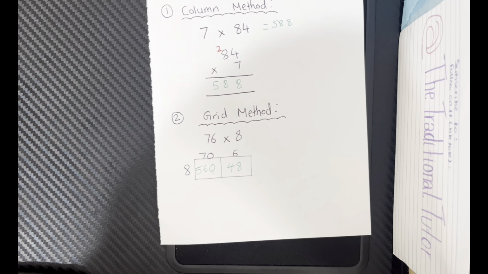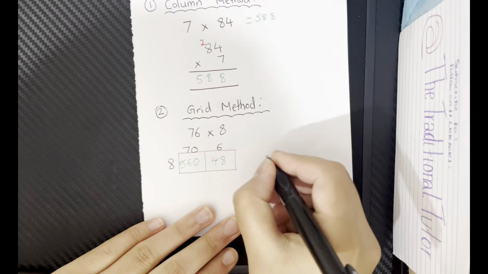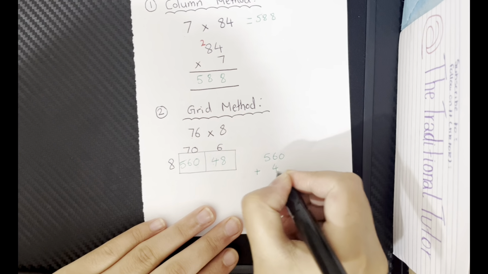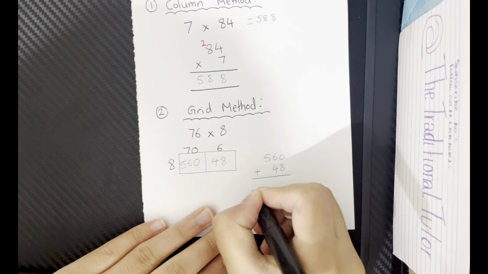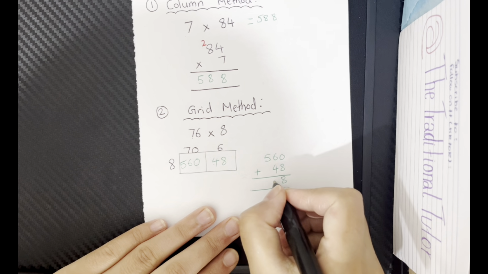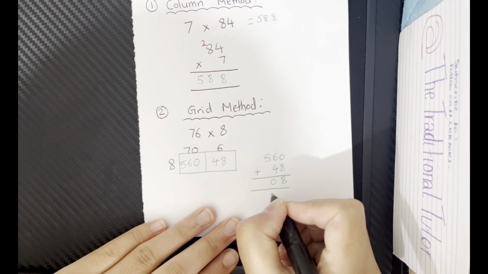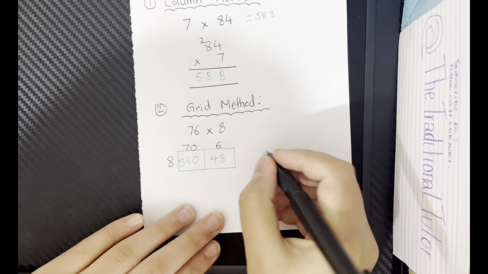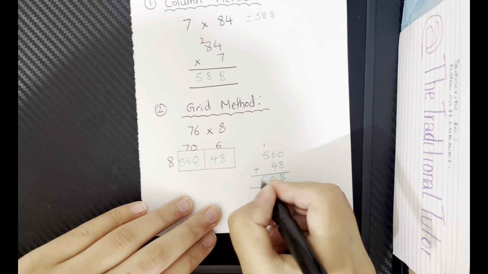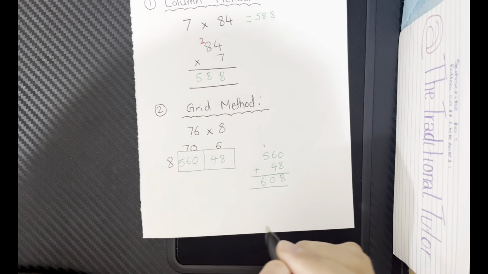And then the last step to do is to add up your answers. Okay, so we've got 560, and we're adding 48 to it. So it's just a case of doing a column addition. 8, and then we've got 6 plus 4, which gives us 10, so we've got the 0. We're going to carry our 1, and then we've got 5 plus 1, which gives us 608 as my final answer.